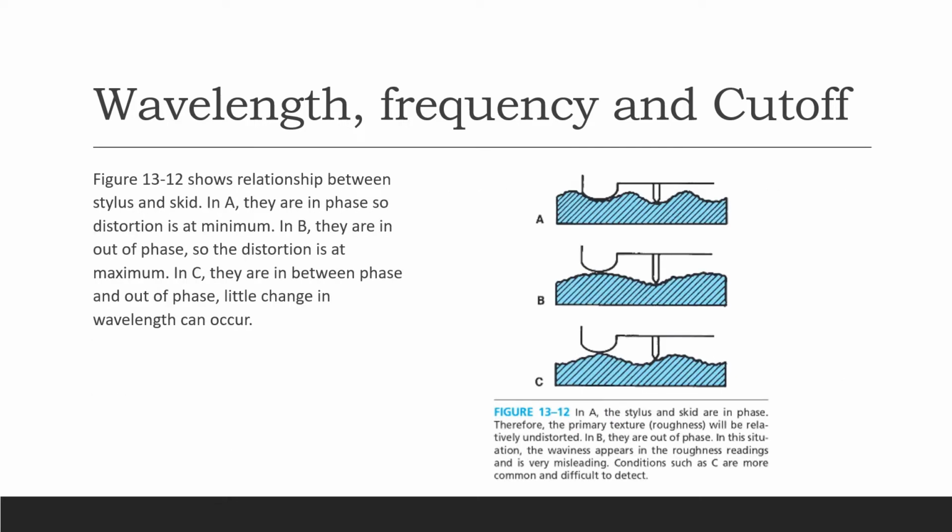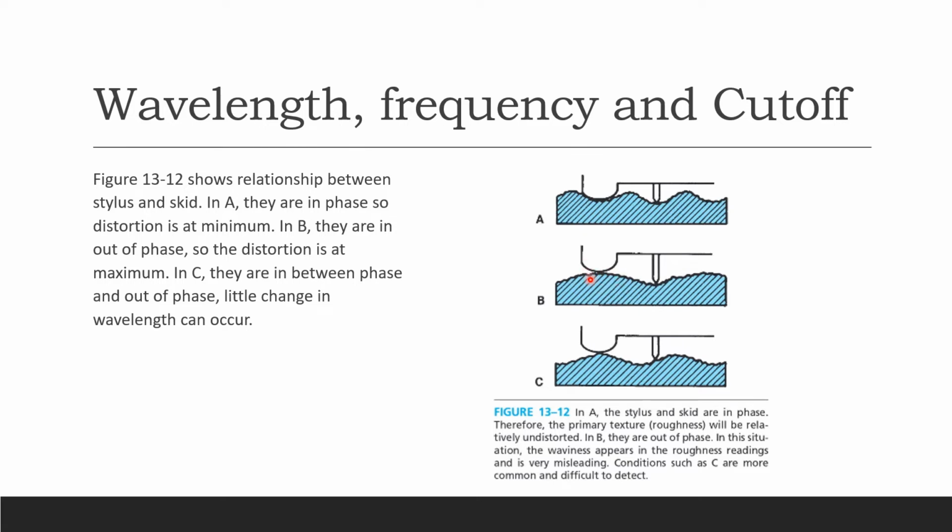Alright, in this figure, you can see the relationship between the stylus and the skid. Here is your little stylus, and here is your cylindrical skid, and these are your asperities. In A, they are in phase. In phase means both of them are in the alley, so they're not on the peak. If both of them are on the peaks, that's in phase, and if both of them are in the alleys, the ravine, you can also call it in phase. Out of phase is when one is down and one is up. One is in the ravine and the other one is on top of the mountain.